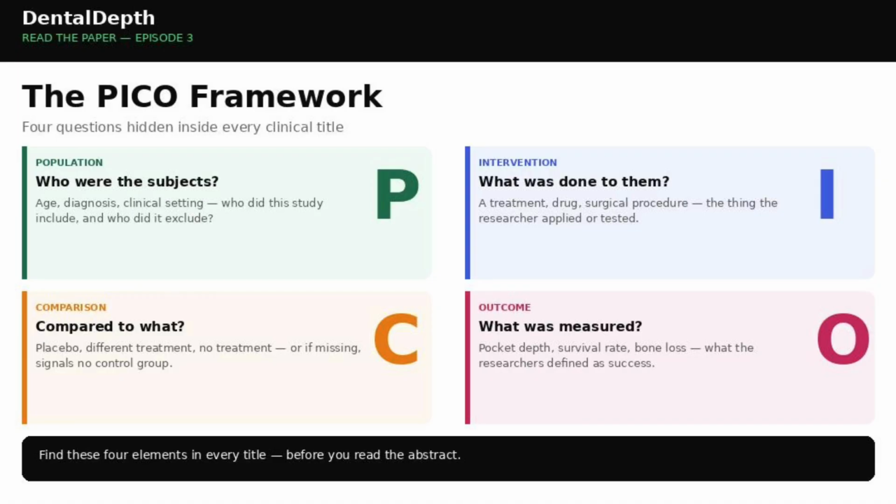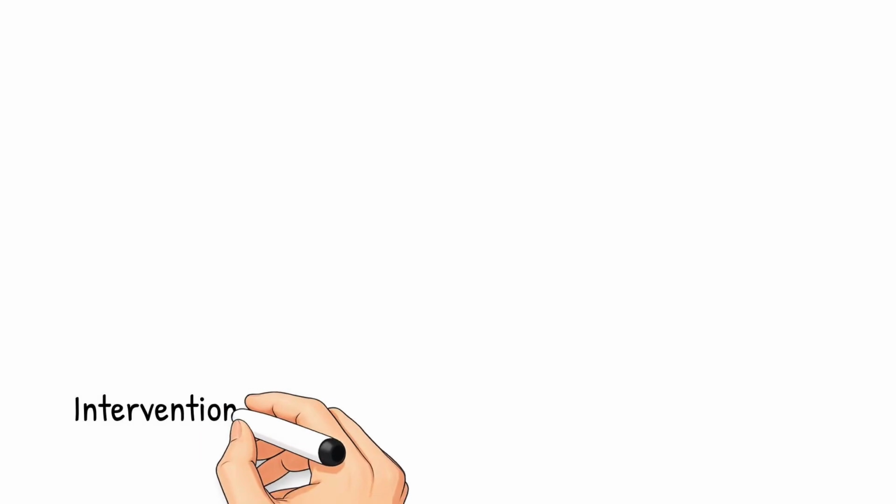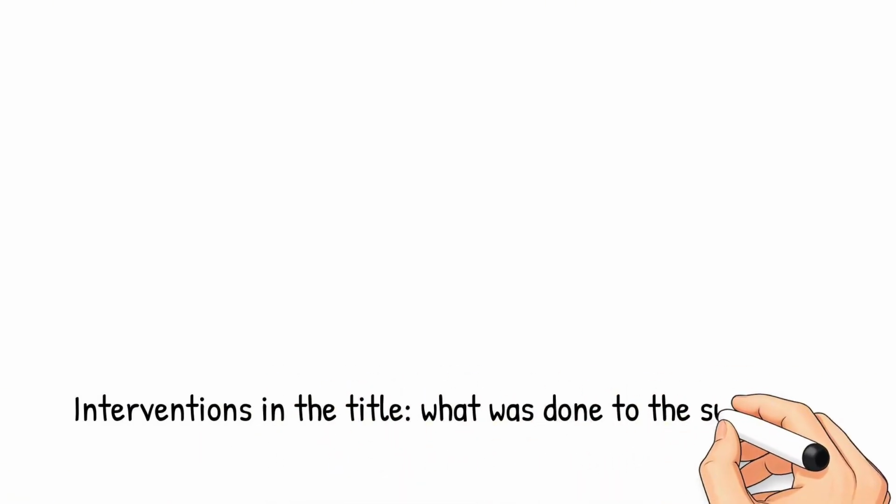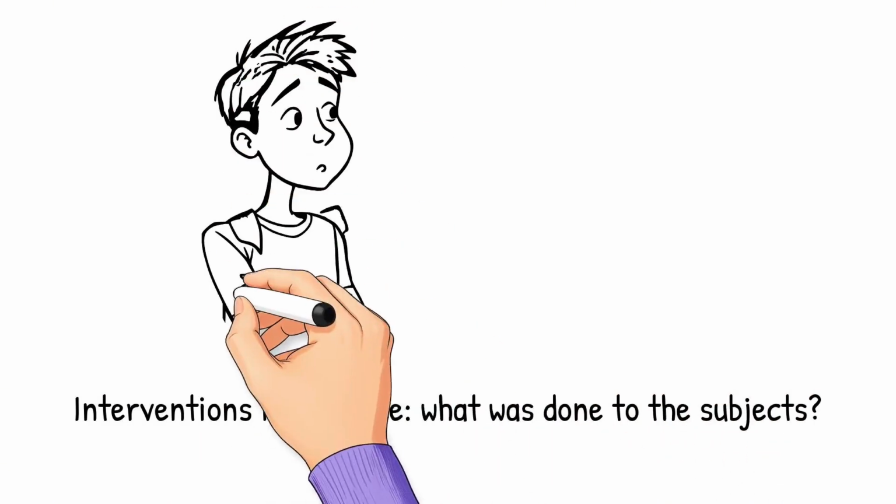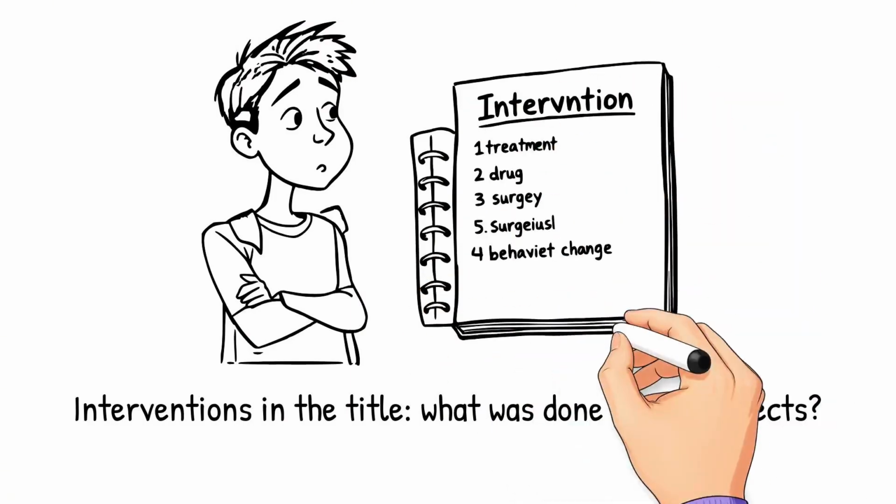4 letters, 4 questions. P, population. Who were the subjects? What were their characteristics? Age, diagnosis, clinical setting. I, intervention. What was done to them? A treatment, a drug, a surgical procedure, a behavioral change.